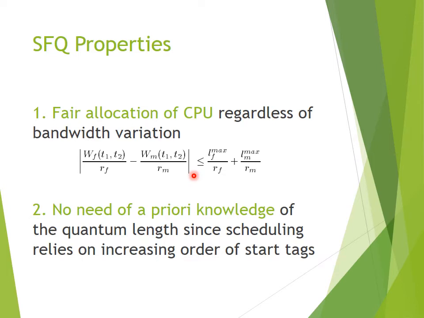But this is a fairly old paper, so I don't know whether this is a very small value compared with the algorithms now. And also, he mentioned that another property is that there is no need of a priori knowledge of the quantum length. It's just because the start tag keeps increasing by itself.